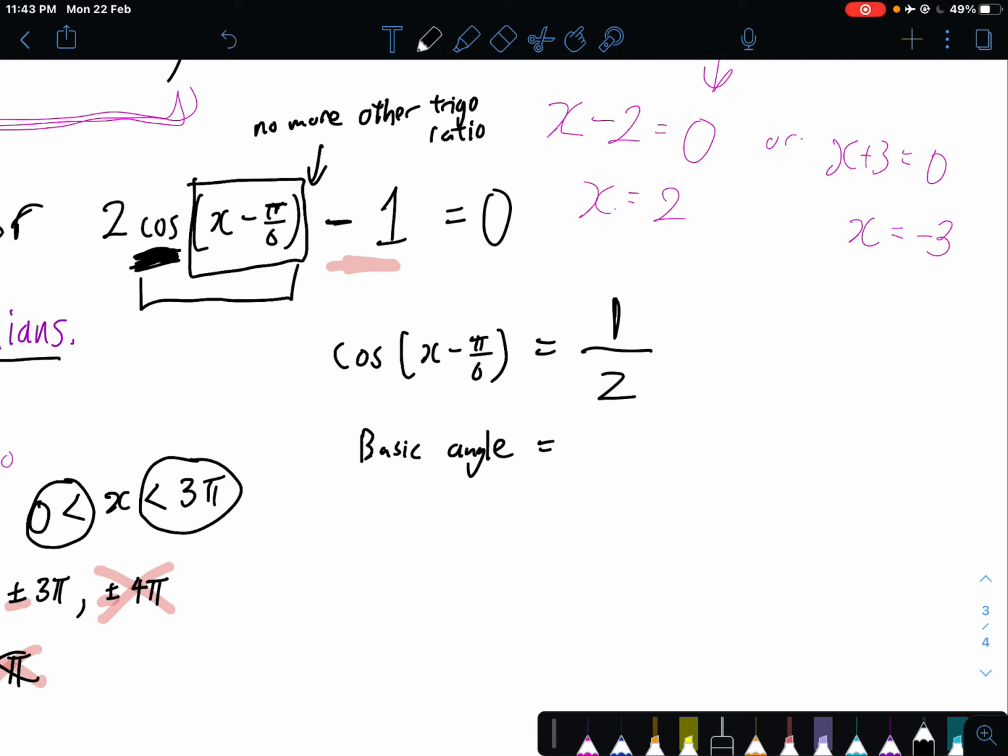It's simply 60 degrees. But of course we want radians, right? Pi by 3 radians. You can check with your calculators: cosine of pi by 3. And of course remember to change to radian mode. Previously we were in radian mode, so it should still be in radian mode. You can double confirm with your calculator. Cosine pi by 3 will give you half.